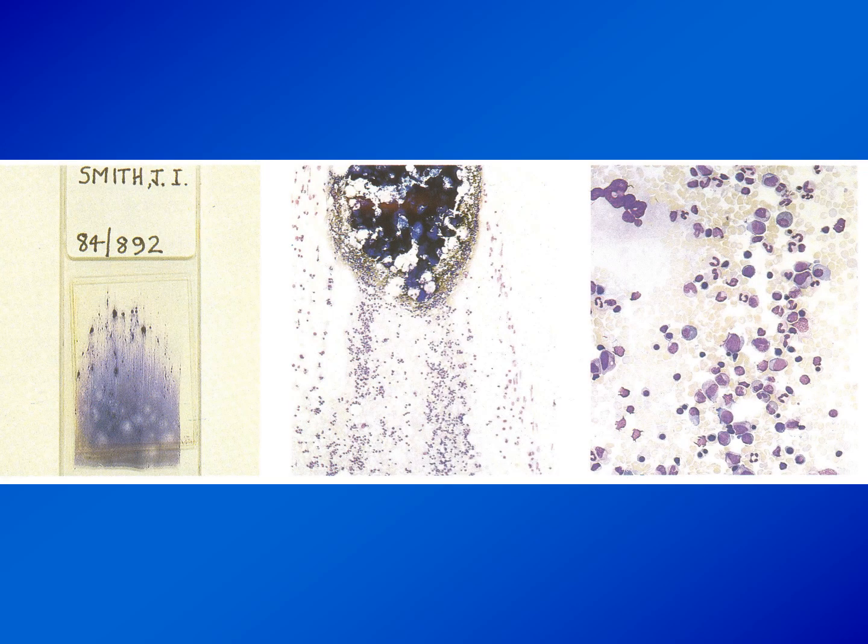Here, this is a smear from a bone marrow shown grossly, and in the middle under low magnification microscopy, and on the right on higher magnification. And we can identify the different types of cells in the bone marrow.